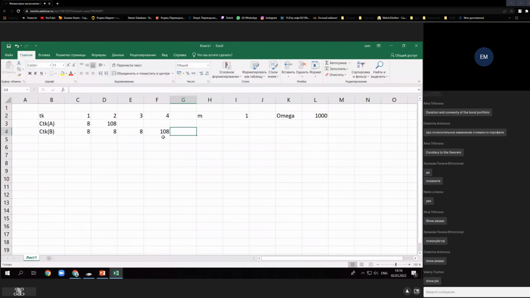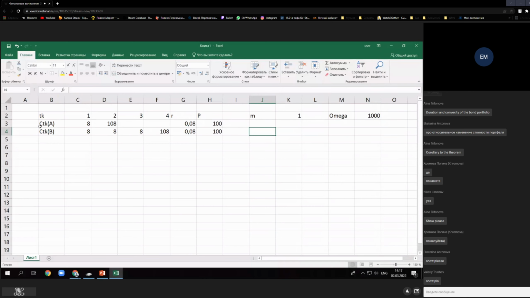This is the initial construction, and we know that at the initial moment of time, the rates for any time are also equal to 8%. In this case, when the rate is equal to coupon rate, the current price will be equal to the face value. I'm not going to calculate this. You can check if you want. So you have a construction like this.